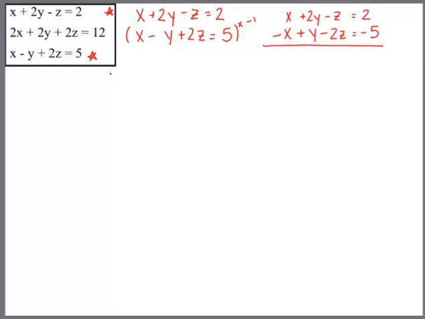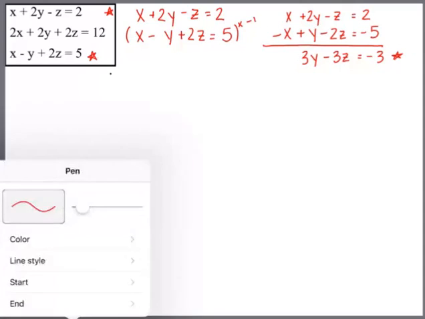Now we can look at it and see our x's will cancel. They're in a good spot to eliminate out. Those will cancel, leaving us with 3y minus 3z equals, adding straight down, 2 minus 5 is a -3. That is a good place to be. We now have something with just two variables in it. And then we can go to blue like last time.